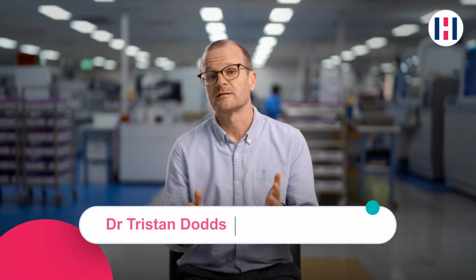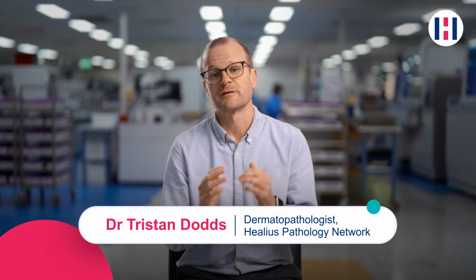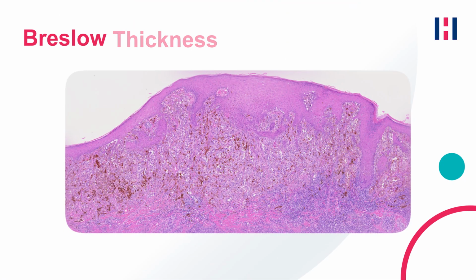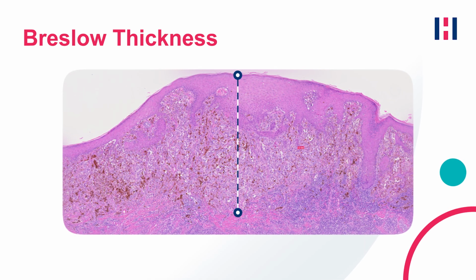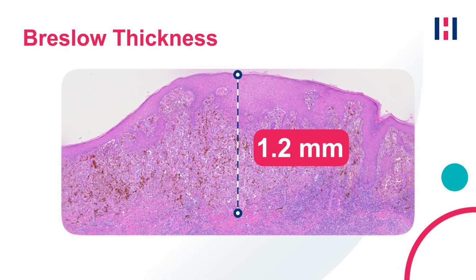So the Breslow thickness is a measurement of the depth of invasion of the melanoma, and it's measured from the top of the granular layer to the deepest invasive cell. In this case, the Breslow thickness was measured at 1.2 millimeters. Breslow thickness is the single most important prognostic factor in melanoma and is a very reliable and reproducible measurement. It is the primary factor that determines staging and further management.